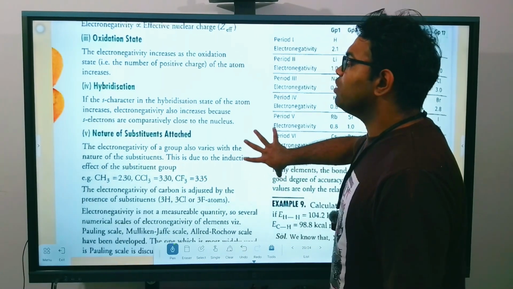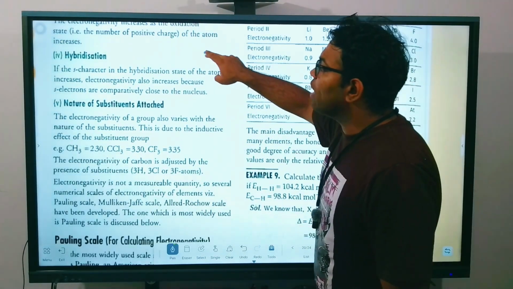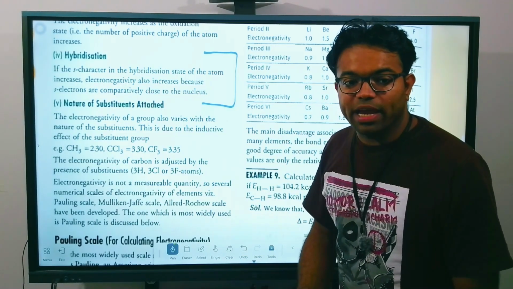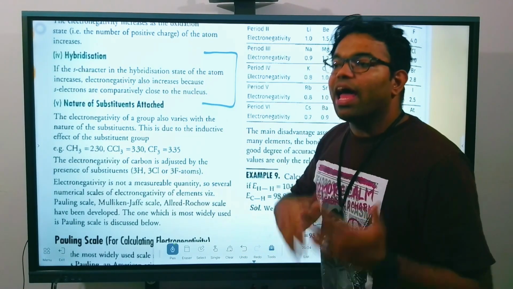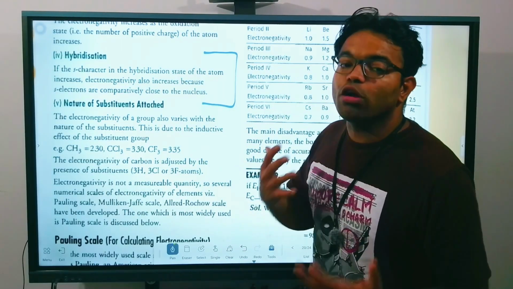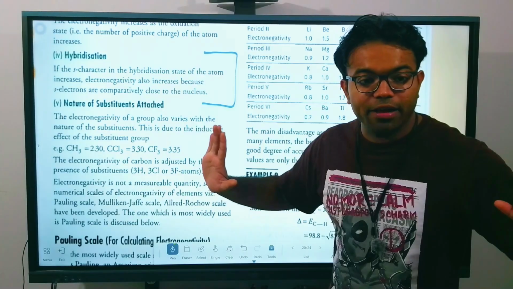Next, nature. Did you understand this? You don't have to understand this completely. You will understand more about this in the next chapter. For now, just remember, as the s character increases, the electronegativity also increases. Finished. Clear?